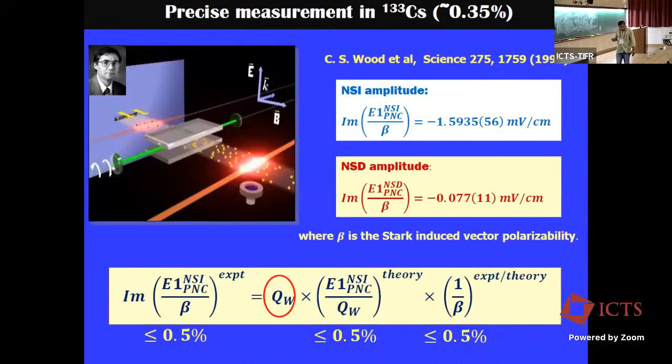Okay, how can we actually do that? This parity non-conservation amplitude between the 6s and 7s transition in cesium has been measured very precisely by the Wieman group. Okay, he's a Nobel laureate.